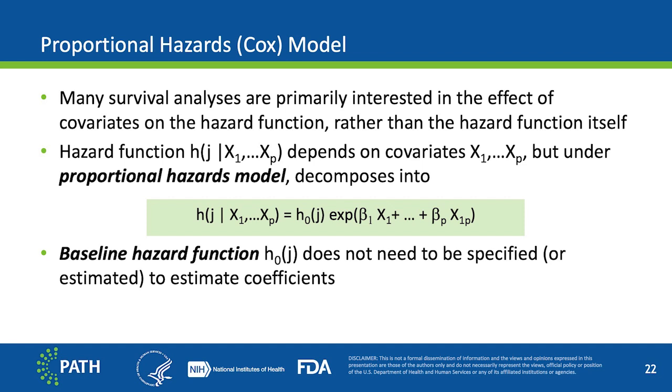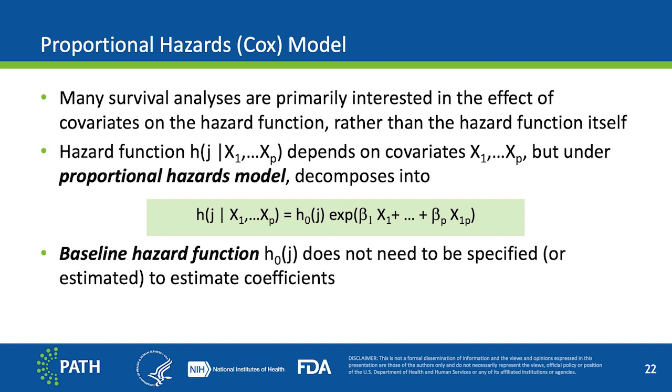And the main model that's used for this is called the Cox model or the proportional hazard model. This model basically decomposes the hazard function into two pieces. And there's an assumption that's being made in this model. It's saying that the hazard function is composed of two pieces. One piece is this h sub 0, which is a baseline hazard. The other piece is this exponential part, that is the effect of the covariates.